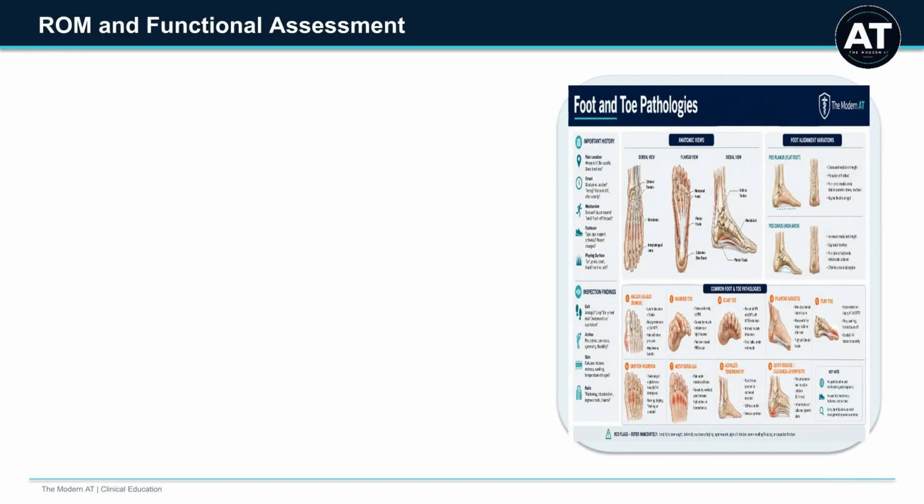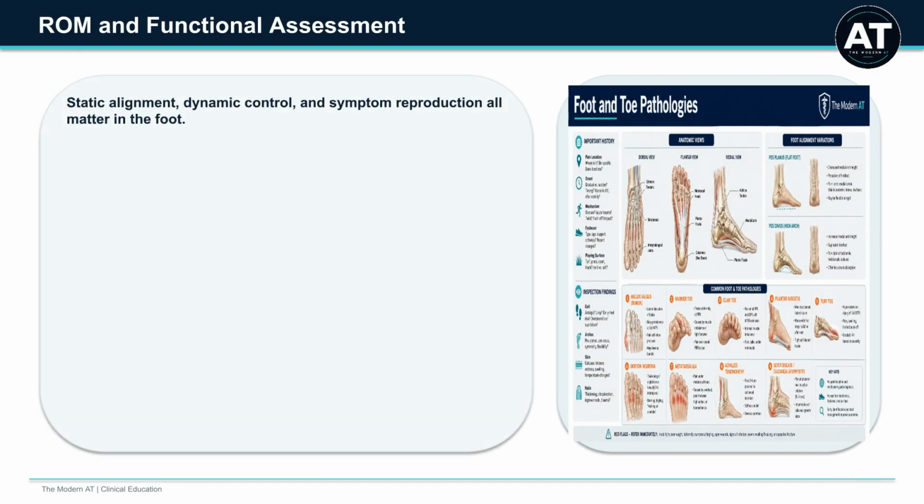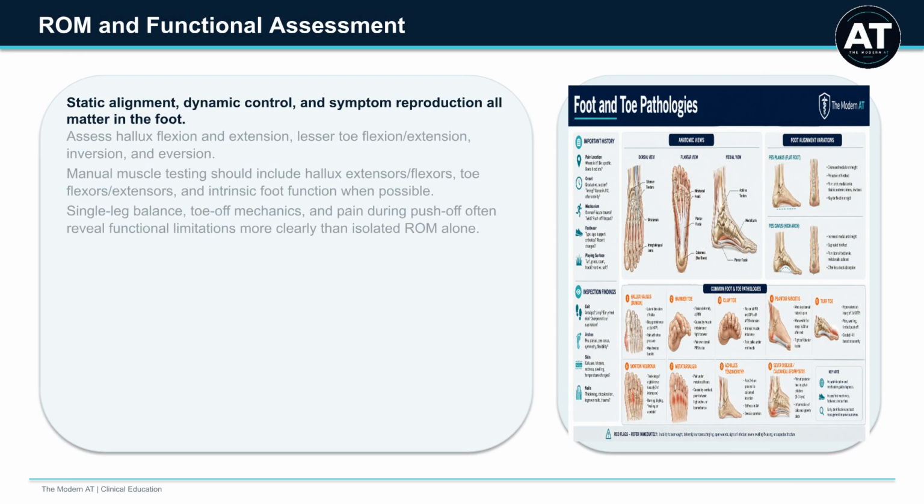Before special tests, assess motion and function. Look at static alignment, but also watch dynamic control. Check hallux flexion and extension, lesser toe motion, inversion, eversion, and pain during push-off. Strength testing may include hallux flexors and extensors, toe flexors and extensors, and intrinsic foot control when possible. Single leg balance, toe-off mechanics, and pain during gait often reveal more than isolated range of motion. The key is to connect what you measure to what the patient actually struggles to do.